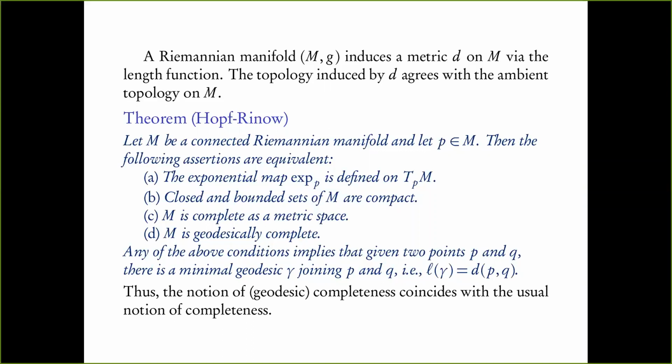Okay, good. Actually in do Carmo there's another equivalent condition E regarding an exhaustion of M by compact sets, but I left that out because I think this is probably the more commonplace version.